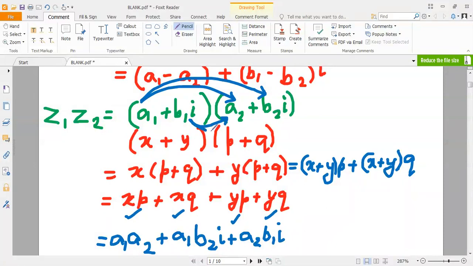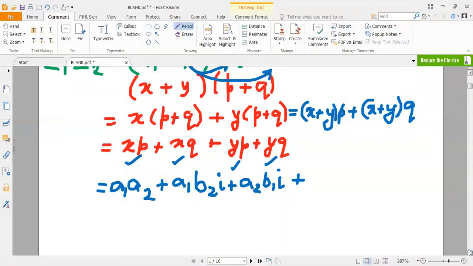Let's move on to the final, last but not the least term. Let's look at b1i times b2i. So now what we can do is i times i. We will not be skipping a step here because this is sometimes a little confusing. So what we'll be doing is let's write b1 i and then I'll again write b2 i.